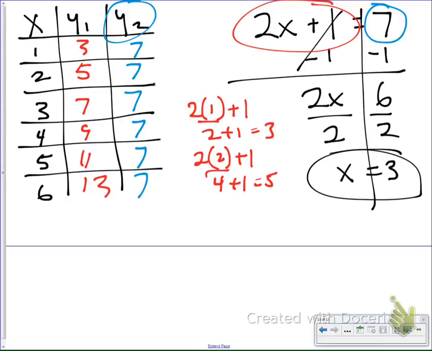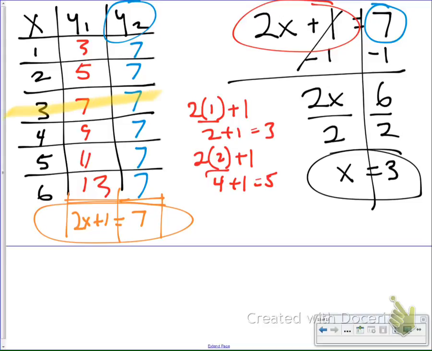What we're doing is we're showing that this y1 right here is my original expression. So this y1 column represents 2x plus 1. My y2 column represents the expression 7, because an equation is just two expressions that are set equivalent. So what we want to say is, well, at what point are these two equal to each other? So in our table, we're looking for a section where I'm going to have the same number in y1 and y2. Now if we look, we see that happens right here.